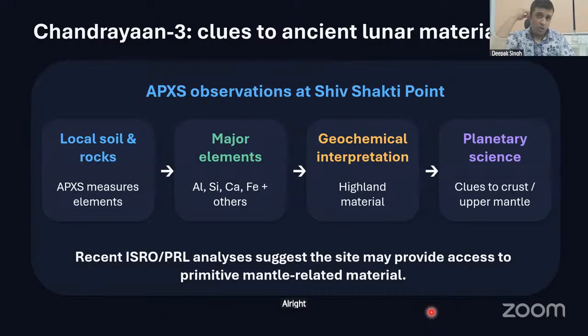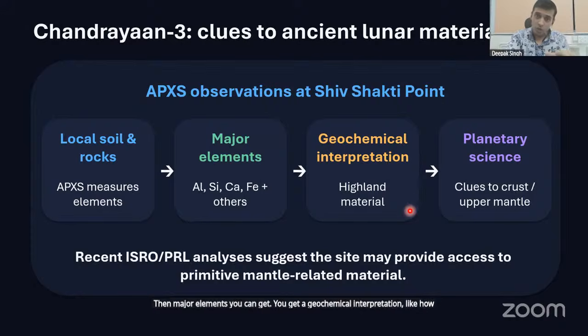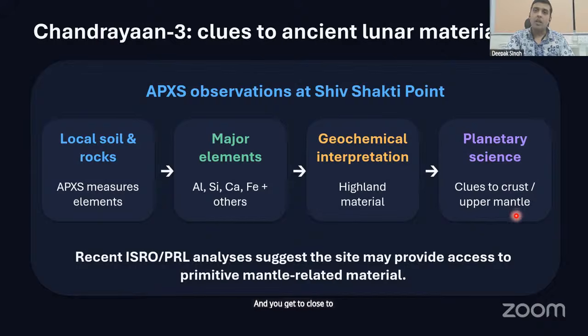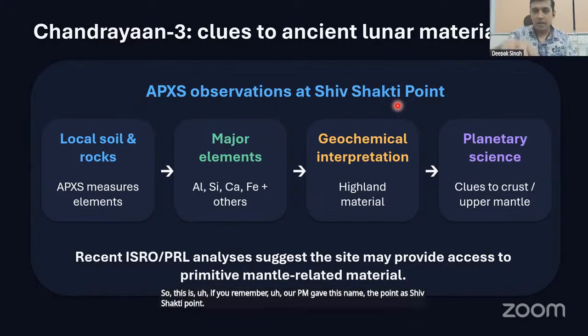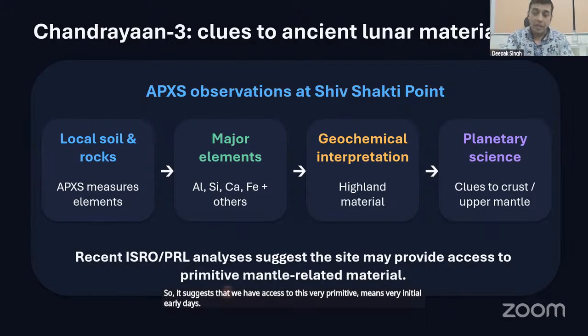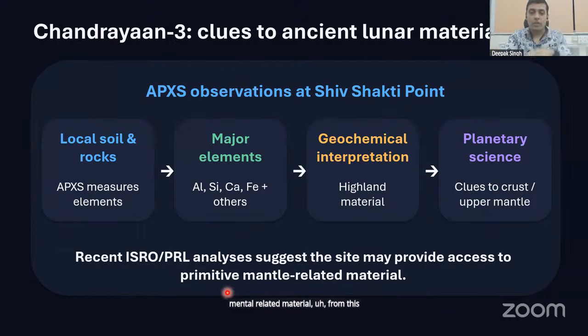All right. So how do we get clues? You get local soil data from the APXS instrument, then major elements you can get. You get a geochemical interpretation, like how highland material is there, lowland is there, Mare region, which I told you earlier. And you get clues to the crust and upper mantle. If you remember, our PM gave this name, the point as Shiv Shakti point. So that's where it landed. So it suggests that we have access to this very primitive, meaning very early days, mantle-related material from this landing and rover site. So exciting days ahead, a lot of research is coming up.